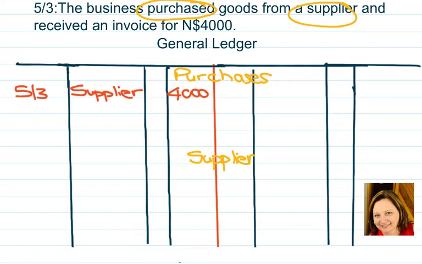My other entry then, remember the double entry, I have my date. My contra account is purchases, and I have my amount. Am I still in balance? Let's quickly see.